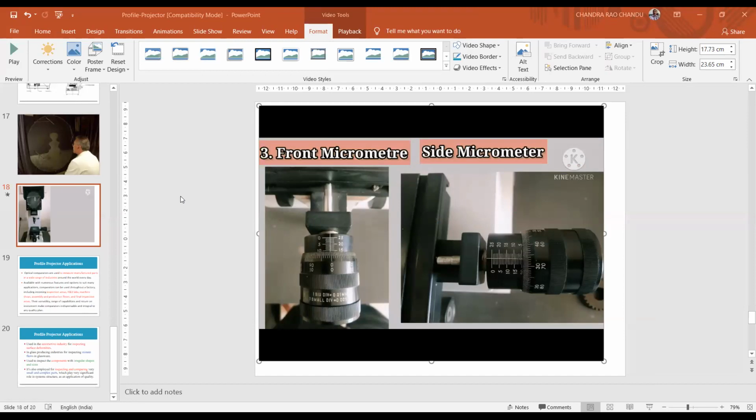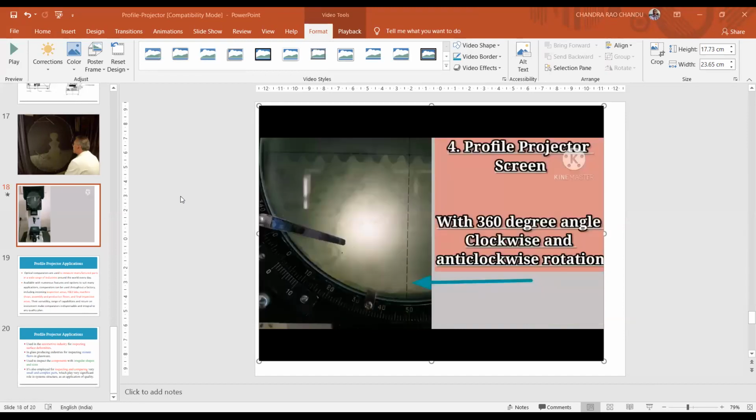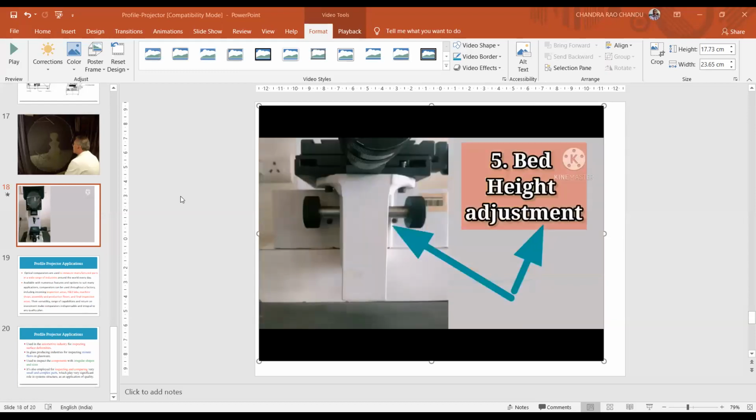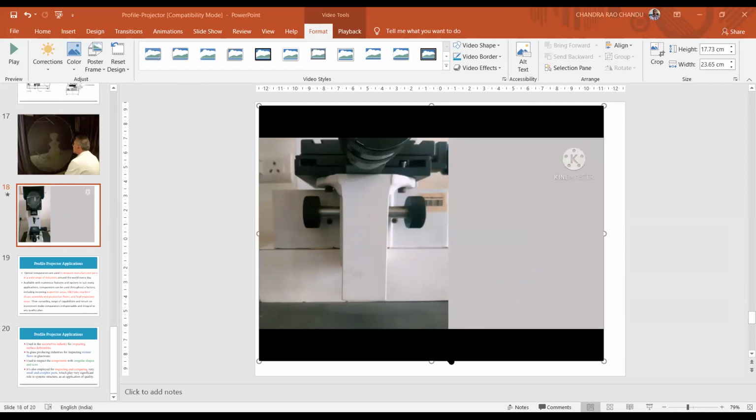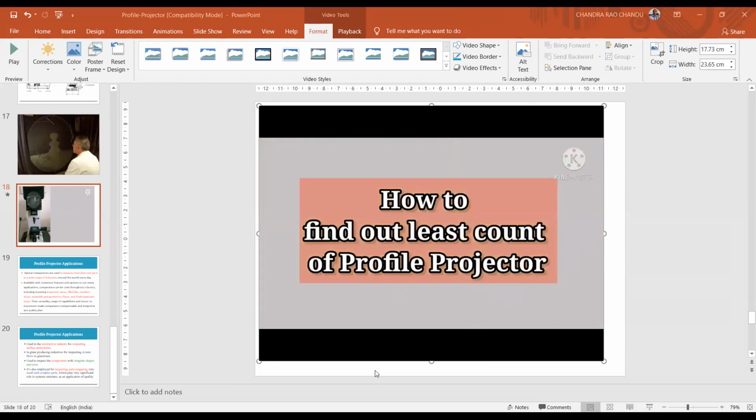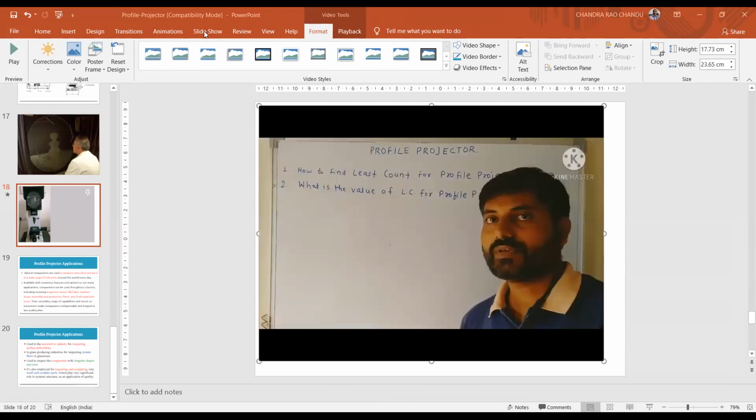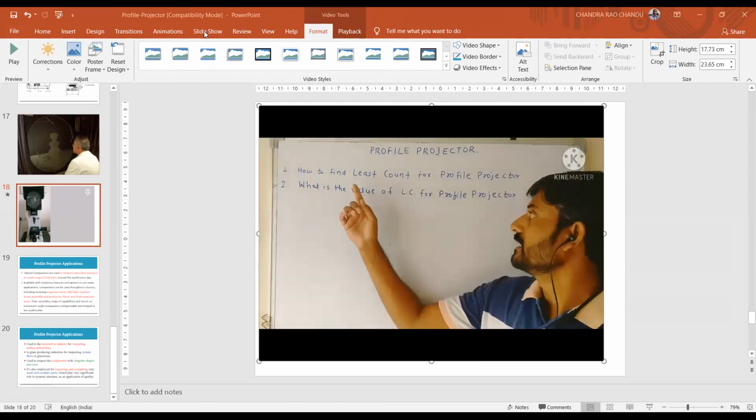Fourth one is the profile projector screen. It is equipped with 360-degree angle clockwise and anti-clockwise rotation. Fifth one is bed height adjustment. With the help of bed height adjustment, we can move the bed upward or downward so that we can achieve zoom in and zoom out. Now next is how to find out the least count of the profile projector. Now we will calculate the least count for the profile projector.